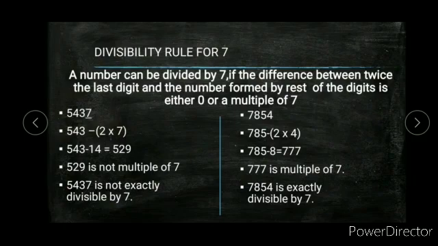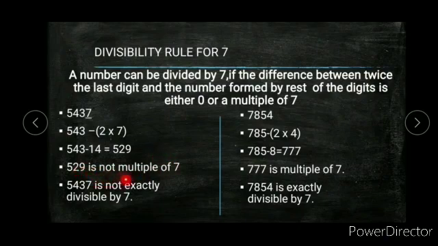5437. Now what you are supposed to do is segregate the unit digit and double it, or multiply by 2. As I have done, multiply 2 by 7 and subtract it from the remaining digits, the remaining 3 digits 543. As you can see, the last digit I have doubled and I am subtracting it from the remaining 3 digits. On subtraction, the difference comes 529.